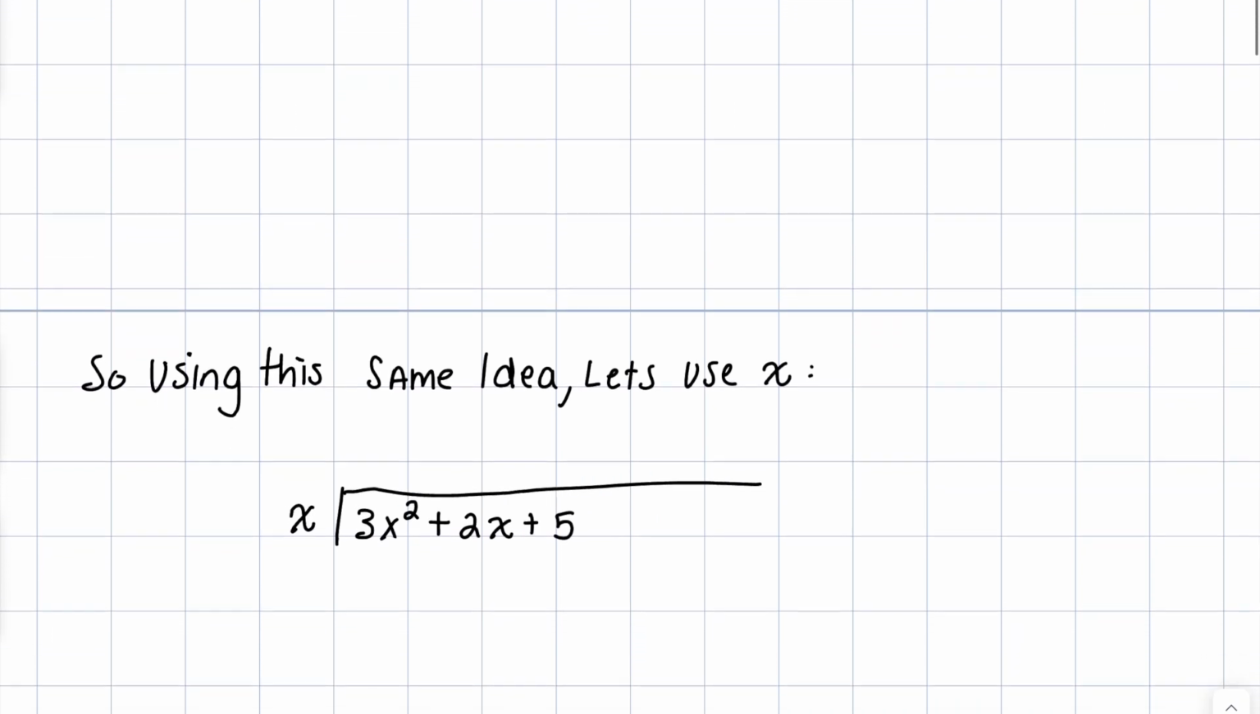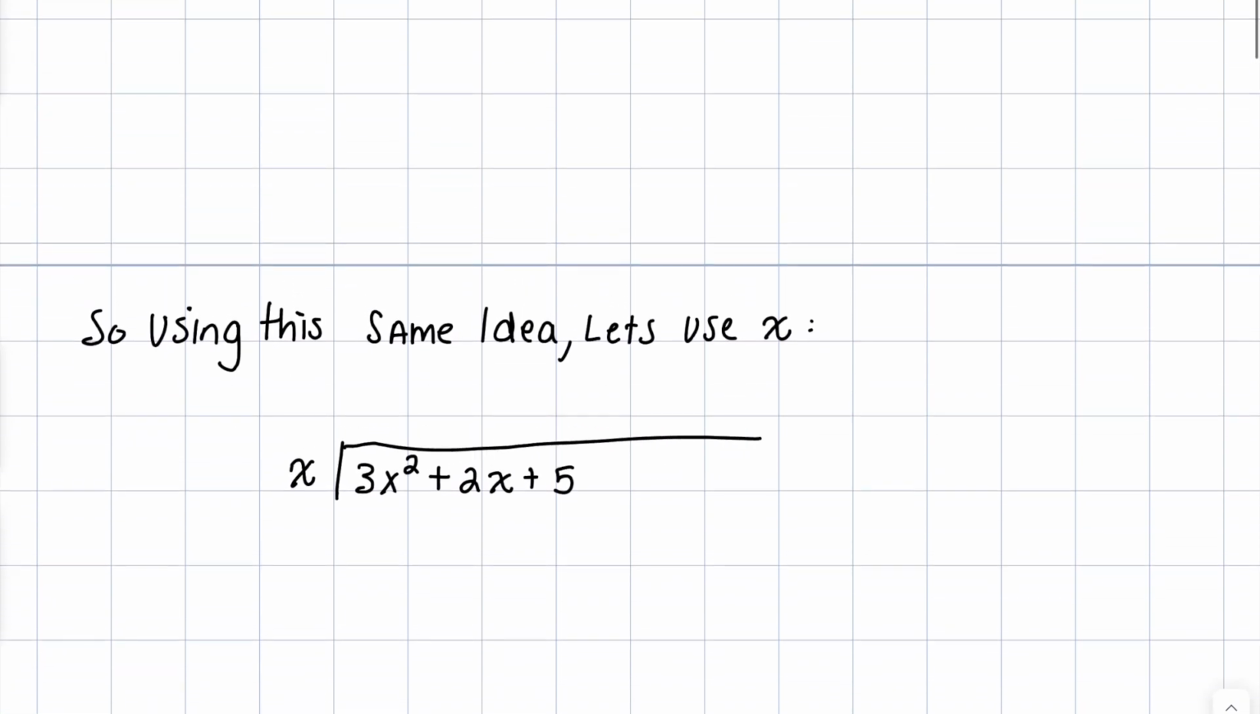Let's do the same thing, but with an x term. So let's do the same thing, but let's use x. So we take x. x goes into 3x squared how many times? So we can do 3x squared divided by x on the side, and we get 3x. So I need to multiply x times 3x to get 3x squared, and that's my goal: I'm trying to clear those first terms. So I need to multiply by 3x, so the 3x is going to go up there.